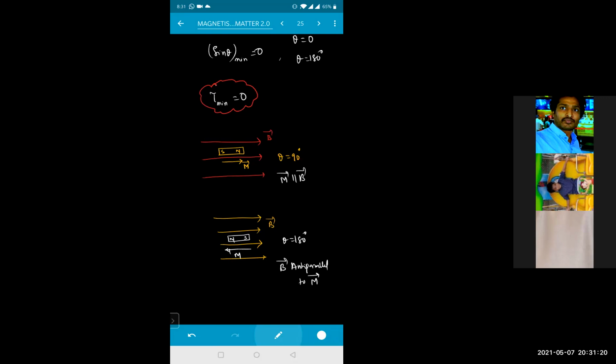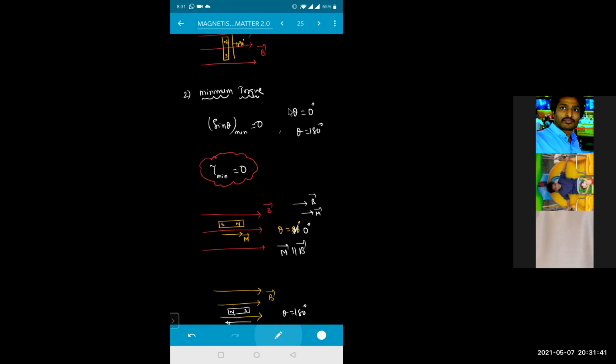Sir, but when it is parallel, how can it be 90 degrees? It must be zero, sorry, not 90 degrees. It is 0, because both of them are in the same direction. This is the vector B bar and this is the vector M bar. Both of them are at 0 degrees. When theta is 0 degrees and when theta is equal to 180 degrees, the torque will become minimum. Is that clear?